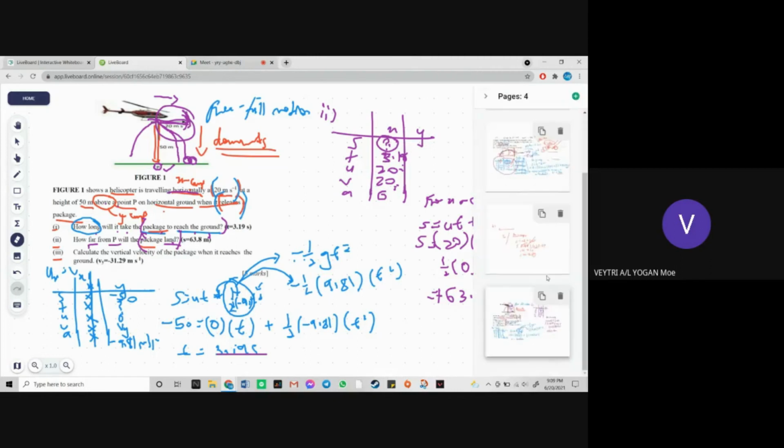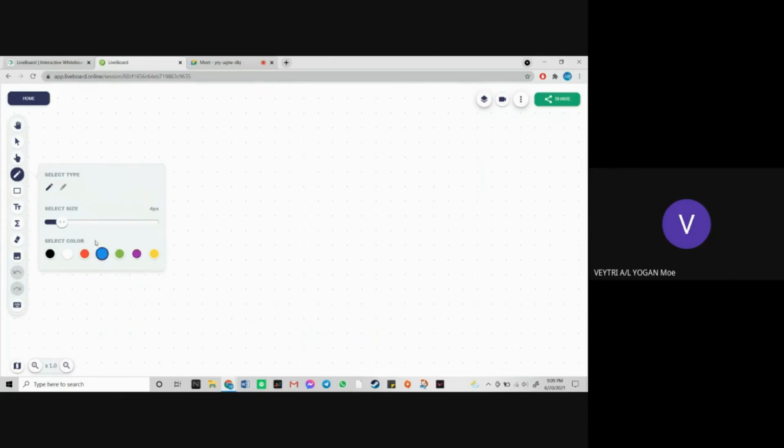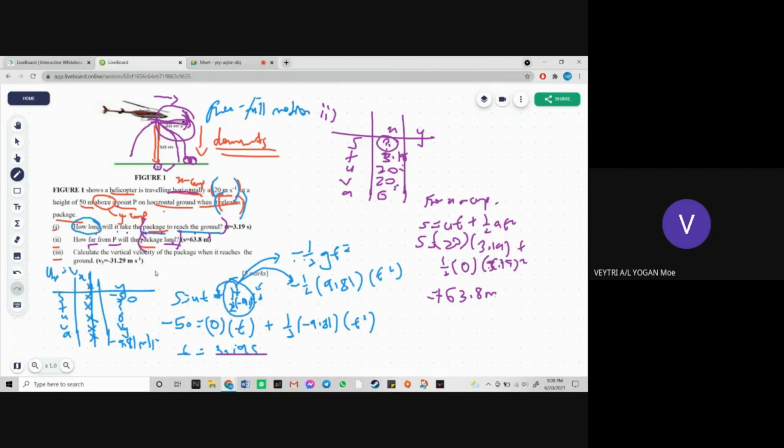Let me just open up a new page. Okay, what does the question say? Calculate the vertical velocity. Vertical maksud apa? Y component kan? Okay. Soalan-soalan macam ni perlu pay a lot of attention because everything means data. When you have more data, the more safer your calculation will be. Calculate the vertical velocity of the package when it reaches the ground.